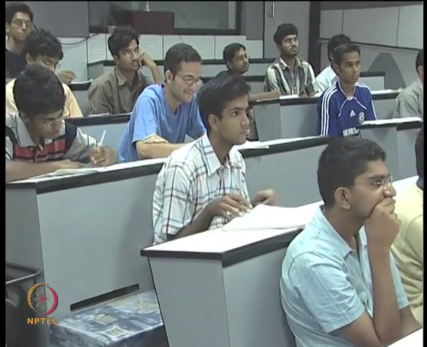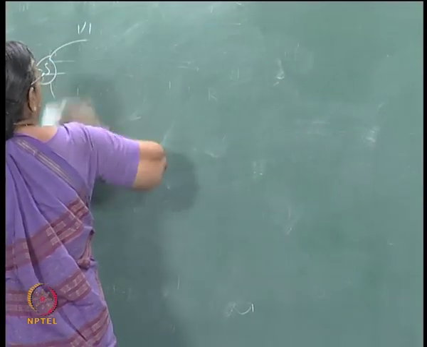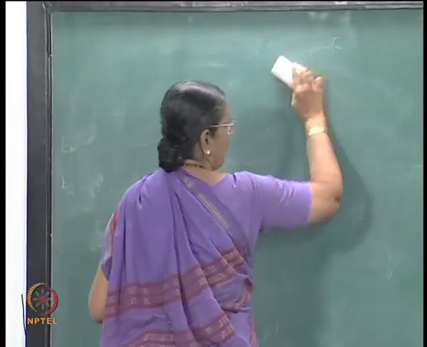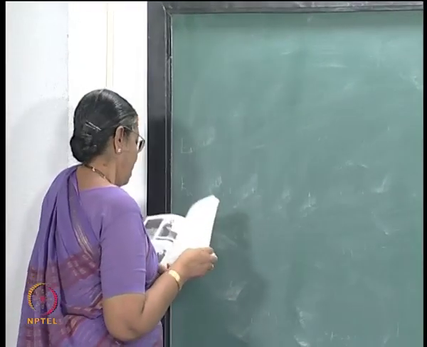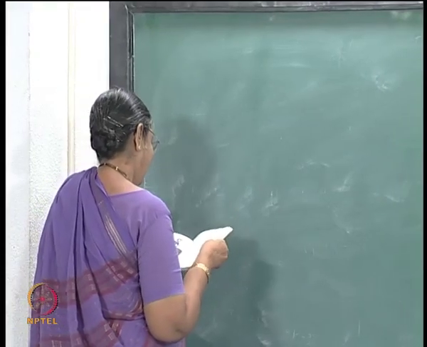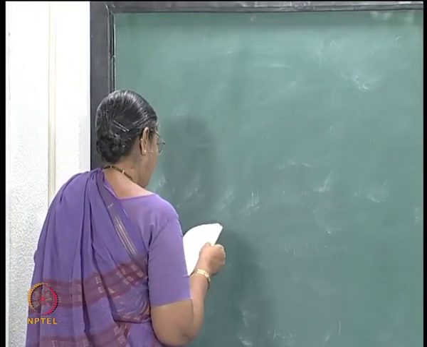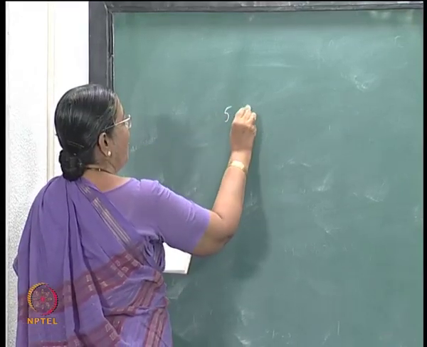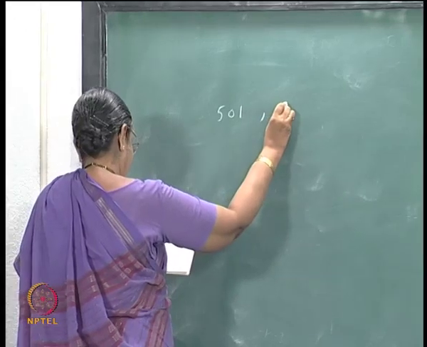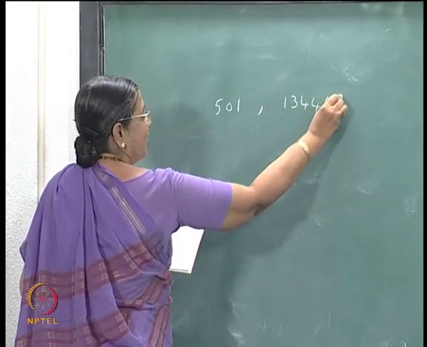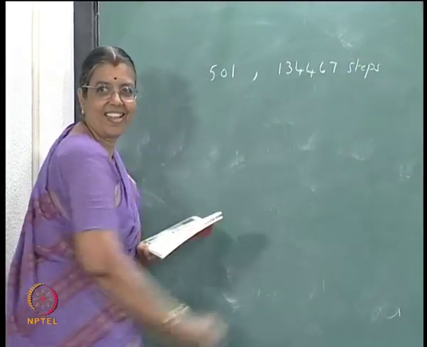So the solution at that time was, now this sigma 3 is 6, but that machine makes 13 moves. Okay, the number of moves which it makes for printing is also important. So the first prize was won by Uschul from Hamburg. He had 501 ones printed in 134,467 steps.